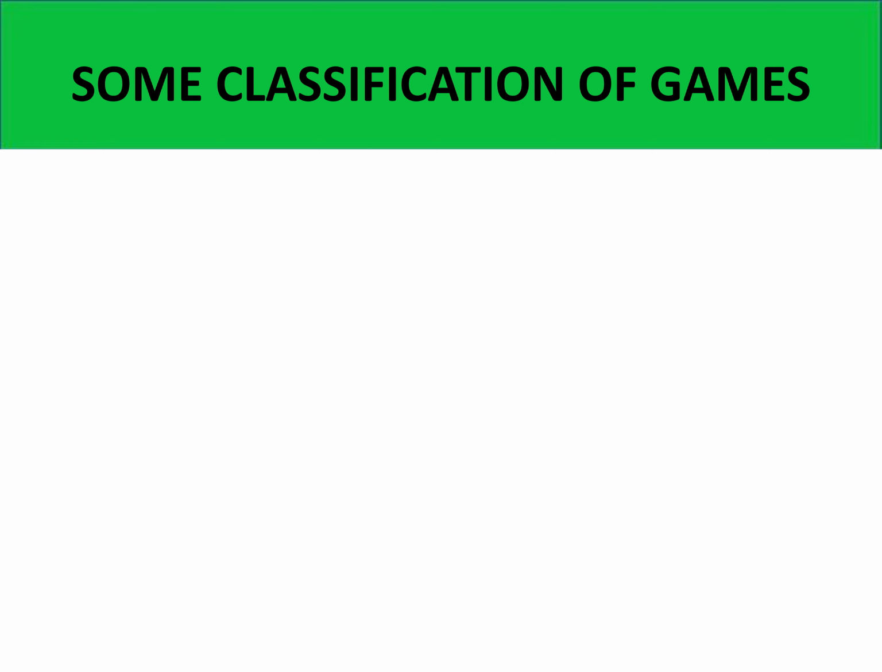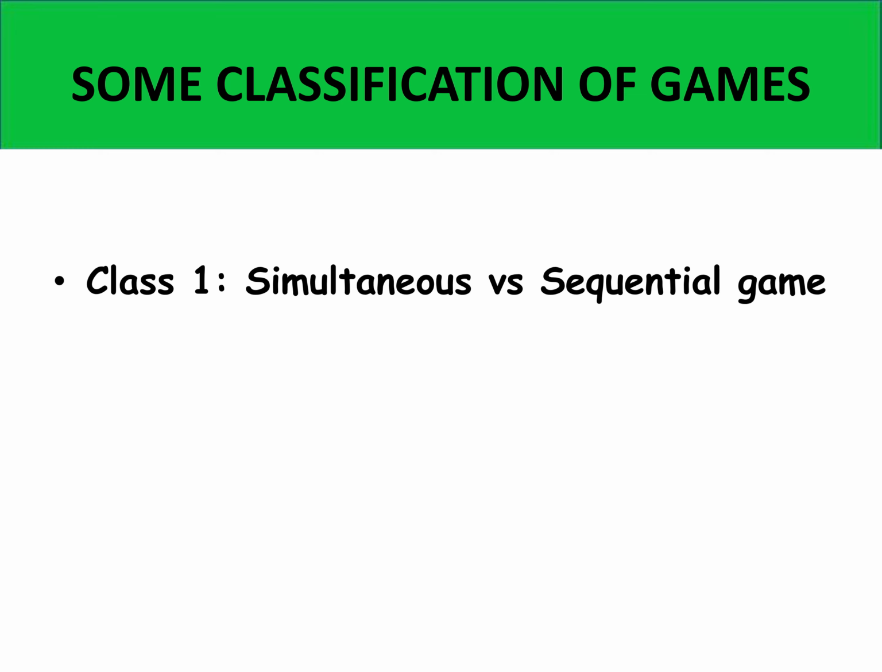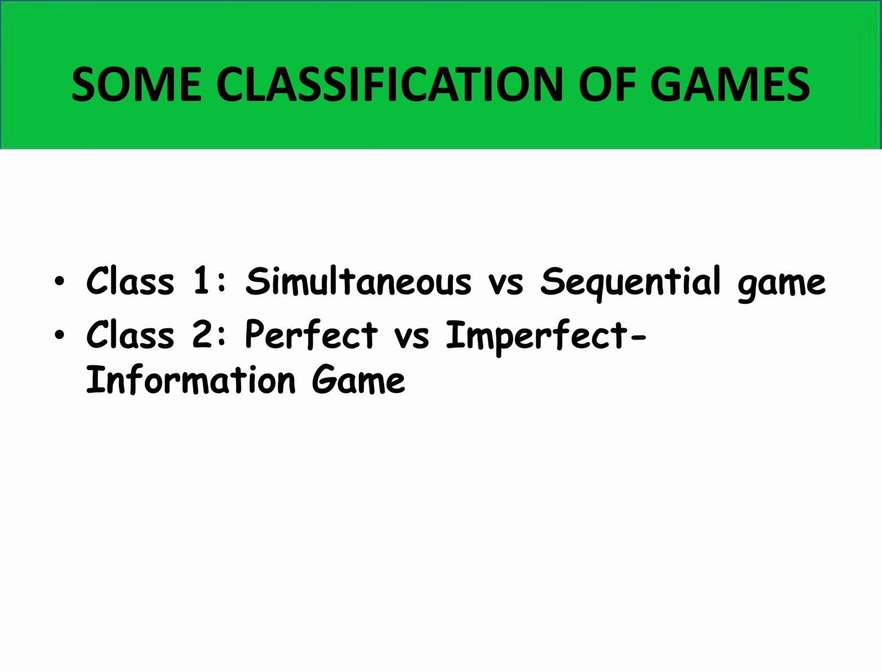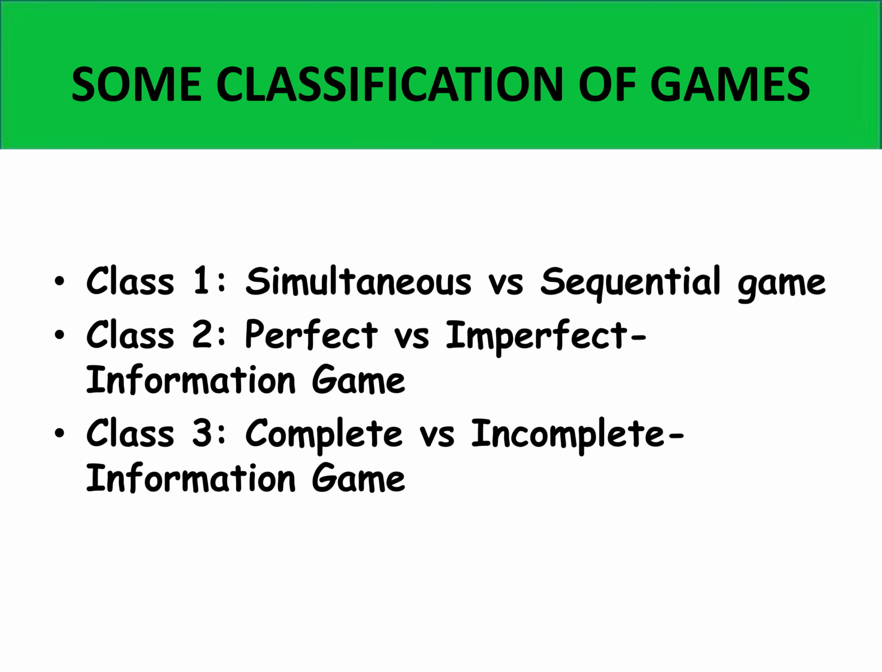There are numerous classes of games and we shall discuss only three. First, a game could be simultaneous or sequential. Second, a game could be a perfect or imperfect information game. And third, a game could be complete or incomplete information game.